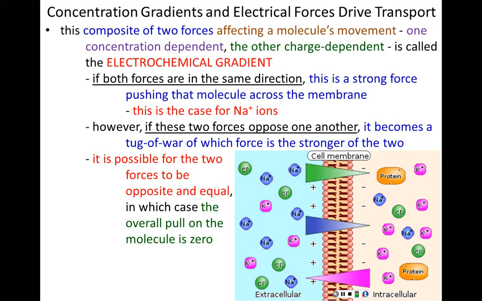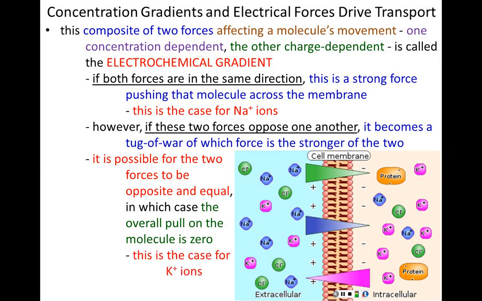It's possible for the two forces to be roughly equal, in which case the concentration gradient is completely opposed or neutralized by the ionic gradient. That means the overall pull on the molecule is zero. This is the case for potassium, actually.